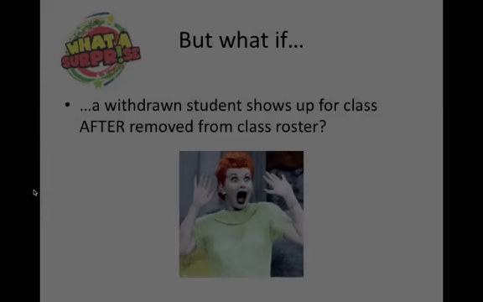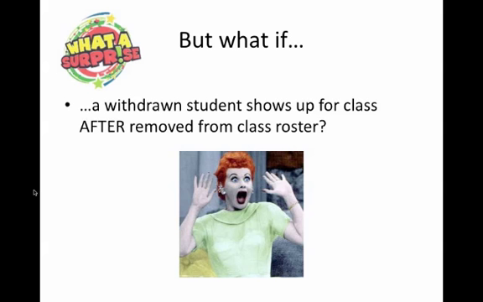Many of you are probably wondering, but what if a withdrawn student shows up for a class after being removed from the class roster at this point? Again, the answer is send them to advisement. They may not attend class. Since the student has been withdrawn from all of their classes and they are no longer appearing on the class roster, you need to make sure that they go to advisement because technically they are not in the class. And if they were a financial aid student, they are not receiving money to attend the class.